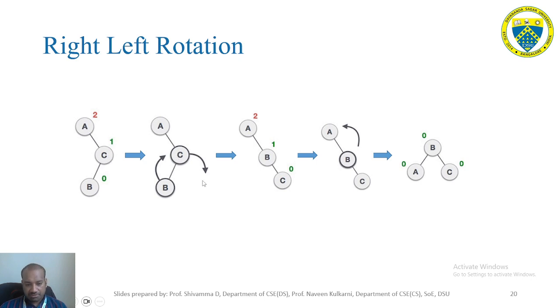A right left rotation means the node C will go down and B will come to the position, and you see A, B, C will be the tree. Okay, and then we can construct the left rotation. If you do a left rotation, this will be balanced once again.